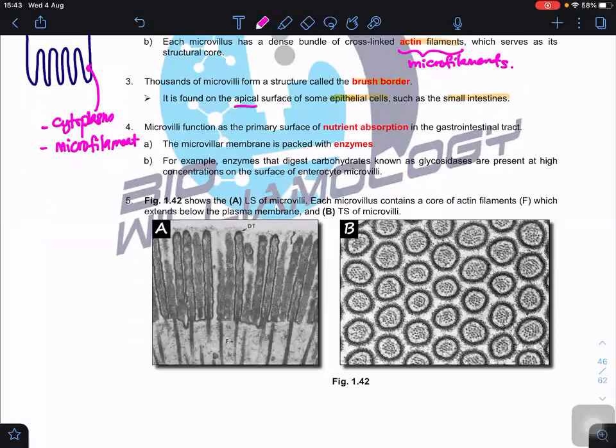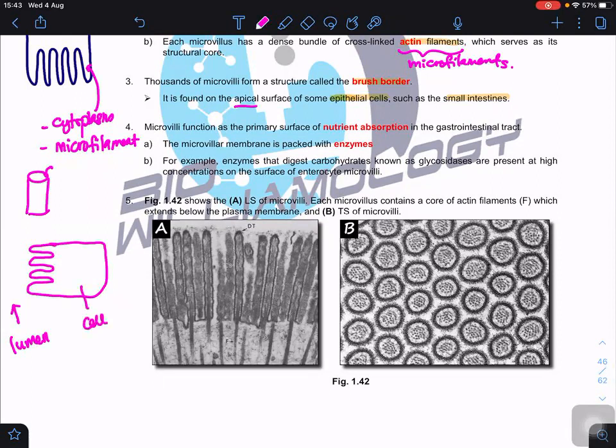So let's say this is the intestine. So we get the cells here, you can see that the cells will have the microvilli like this. Okay, so this one is the lumen. Are you clear? Okay, so this is a cell. So the surface that faces the lumen is called the apical surface. This surface is known as the apical surface. So that's why we need to increase the surface area.